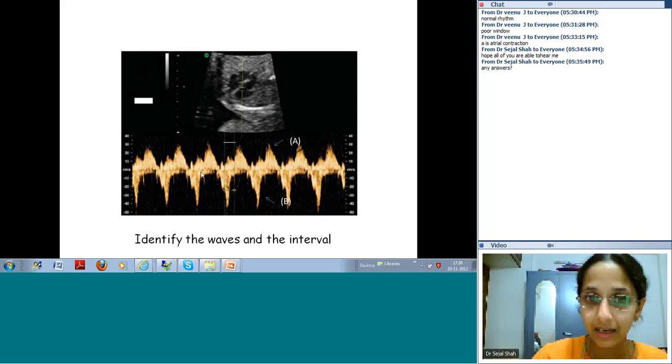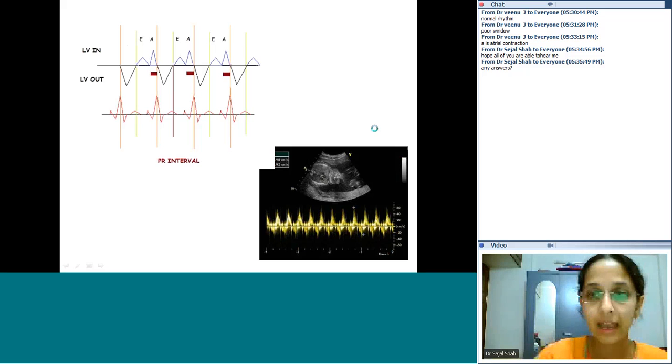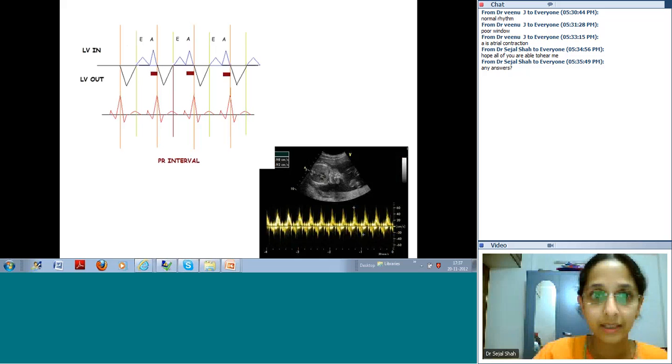So as you know, this is the E and the A wave. This interval which is indicated in this diagram is starting from the beginning of the A wave to the beginning of ventricular activity. So this is the PR interval. Just a revision of what we had learned in the last class. As you can see in this figure, this is the outflow and this is the inflow. So this is the E and the A wave, and the beginning of the A wave to the beginning of the ventricular contraction indicates the PR interval if you can correlate in this ECG.